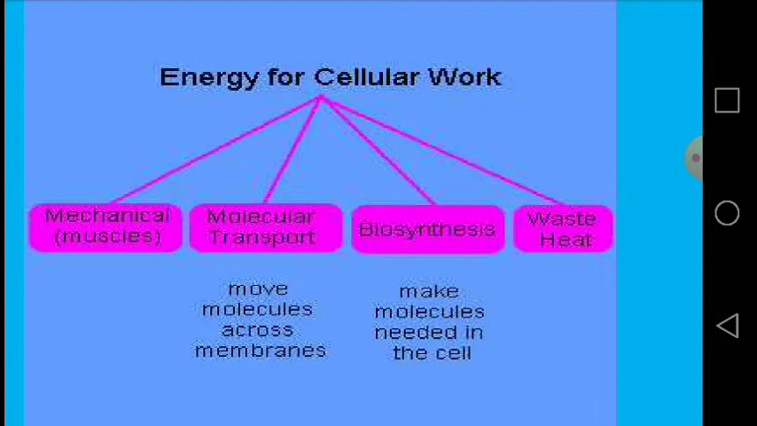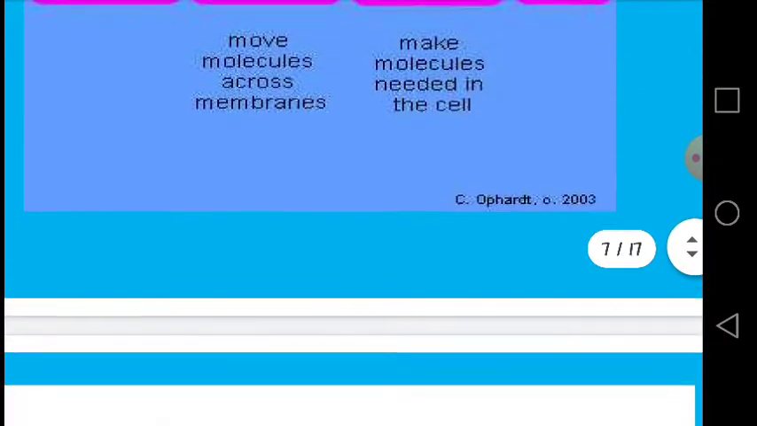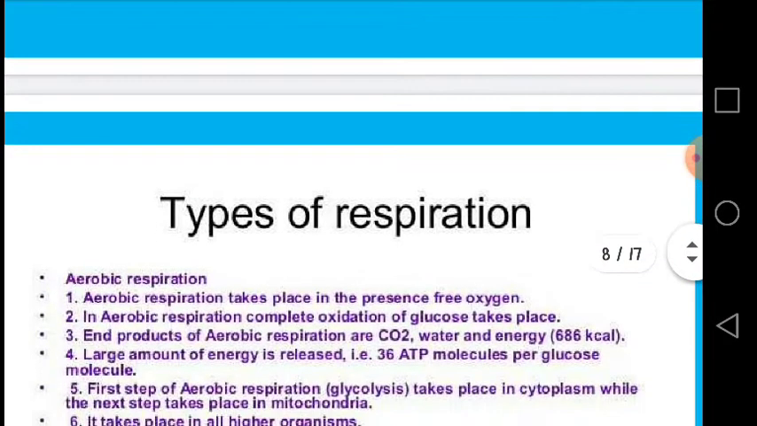And dear students, we also need energy for the maintenance of a constant body temperature. We know that mammals and birds need a constant body temperature regardless of their surroundings. They have to maintain their body temperature at a constant value, and to maintain this constant body temperature, we need energy. So here are a few examples in which we use the energy produced by the process of respiration.